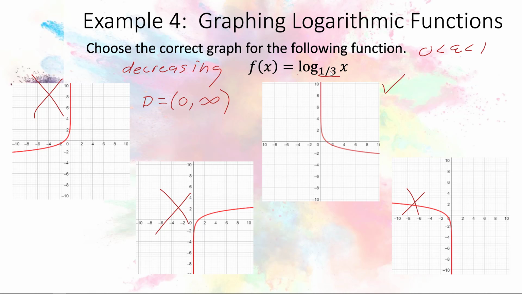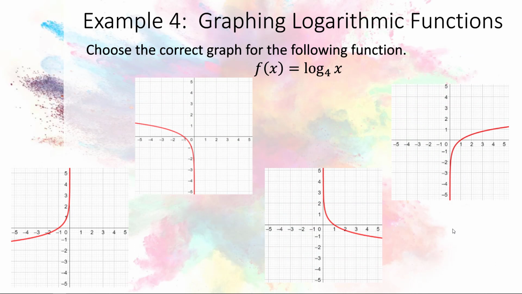Now, we can talk about these other graphs because they are really nothing more than reflections of this particular graph. For example, this one right here is f evaluated at -x. It's a reflection across the y-axis. This one is really nothing more than negative f of x. It's a reflection across the x-axis. And this one is negative f of negative x, which is a reflection across both the x and the y-axis.